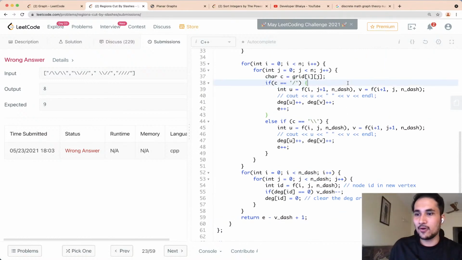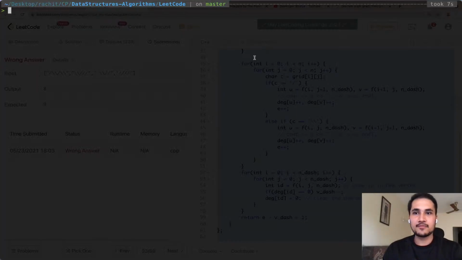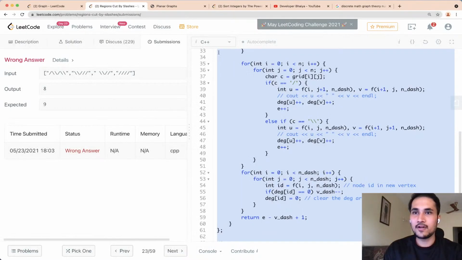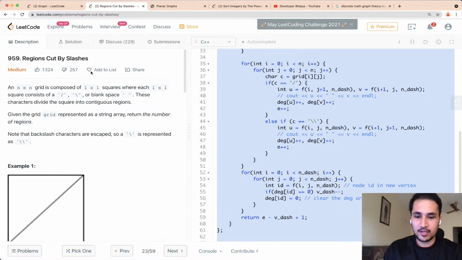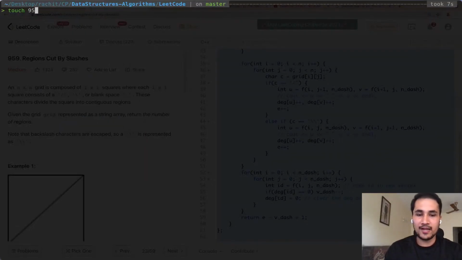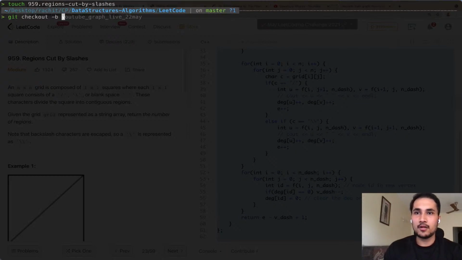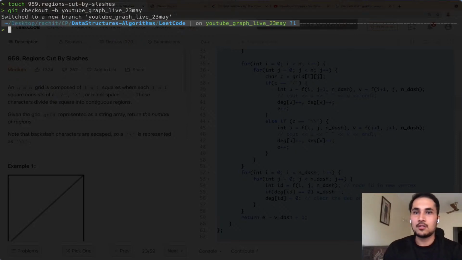In any case, I'll be uploading all of this to GitHub. Let's actually do that while we are here. So basically, we want to create a file. I'm adding everything to Git and then basically leave. Meanwhile, if you can see the problem with the approach or in the code, let me know. So we have regions cut by slashes. Let's also create a branch, 23rd May, and vim.